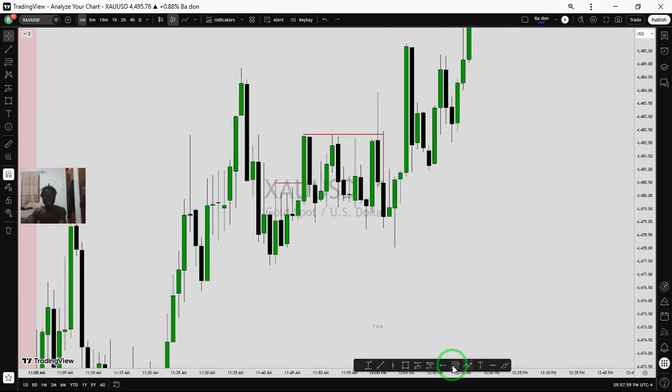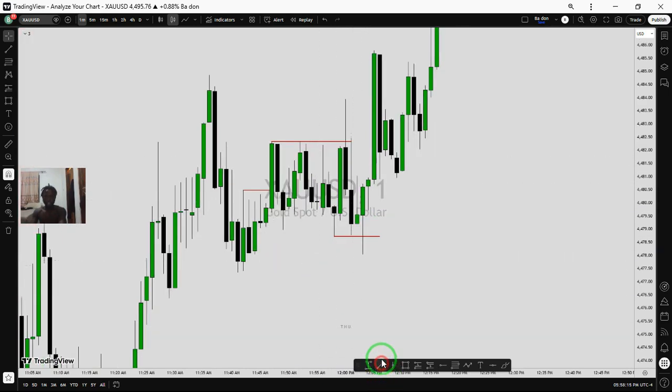And price did what? Price came back and swept the high of the shift, the break of structure, as you can see, the second one, and created a new break of structure right here. And as you can see, we did not have a fair value gap, but we have a valid order block, which is at this level.